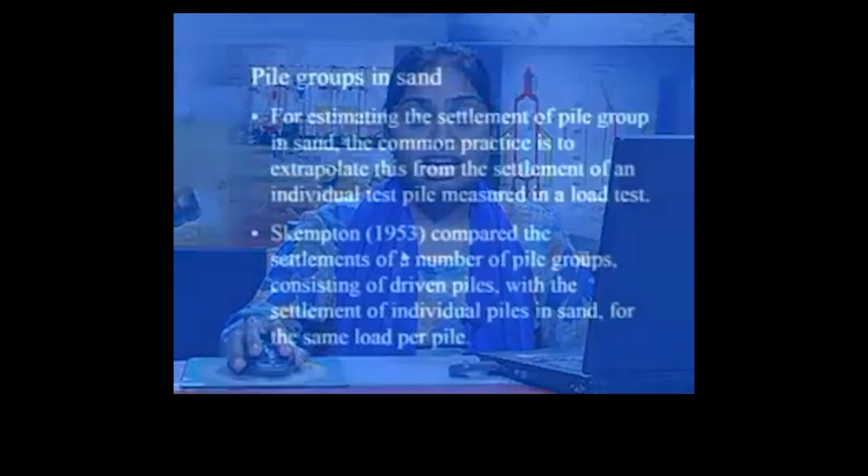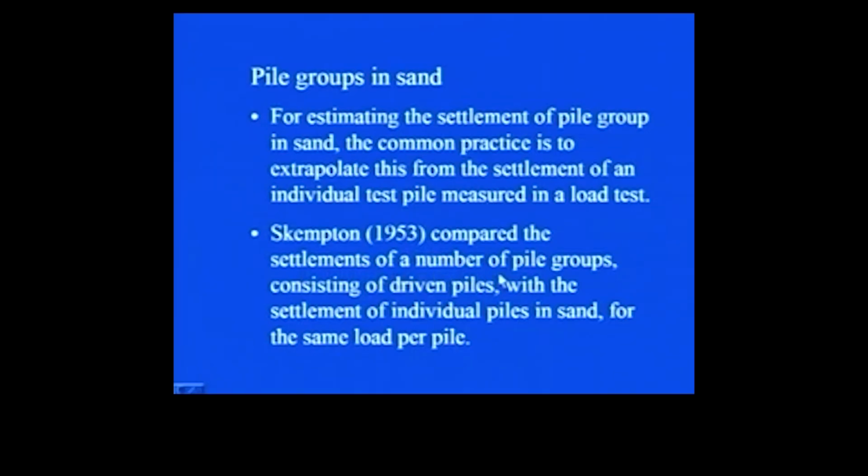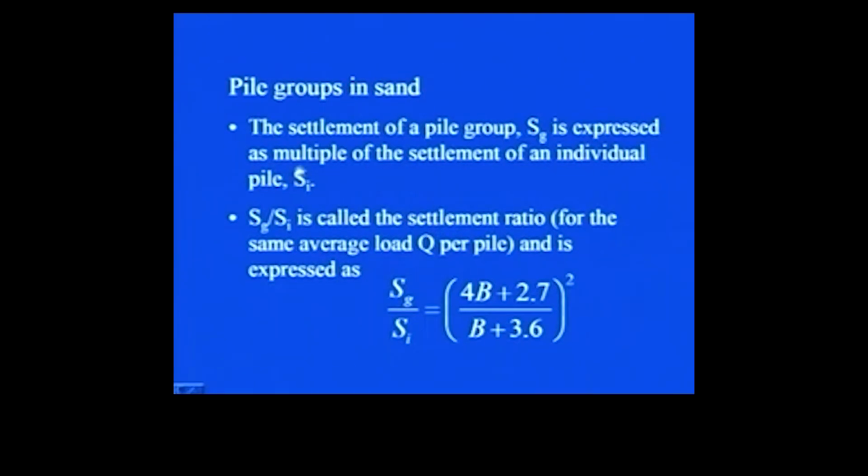However, you have already seen that in case of clay, the load settlement characteristic obtained from the field test could not be used in case of a group. However, in case of sand you can do that. Then Skempton in 1953 compared the settlements of a number of pile groups consisting of driven piles with the settlement of individual piles in sand for the same load per pile. How has he done that? The settlement of a pile group, that is Sg, is expressed as a multiple of the settlement of an individual pile, that is Si.